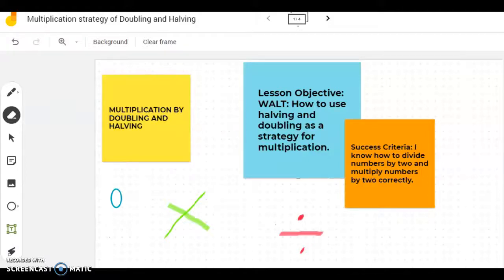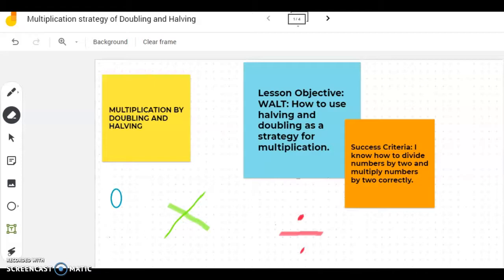Hello students, welcome again to our maths lesson, and today we are still continuing with multiplication. Last week we learned about multiplication of decimal and whole numbers using multiples of 10, which is 10, 100 and 1000. So today we are going to look into another multiplication strategy, which is called multiplication by doubling and halving.